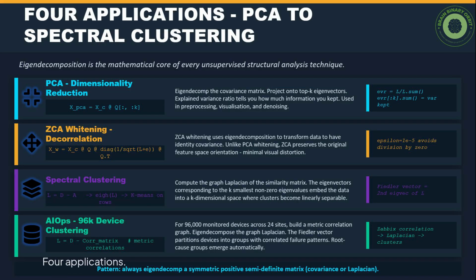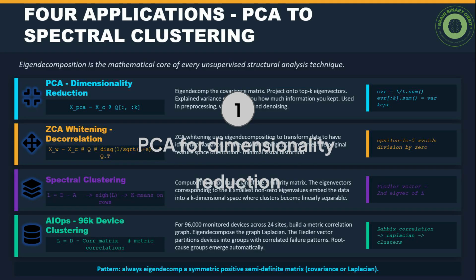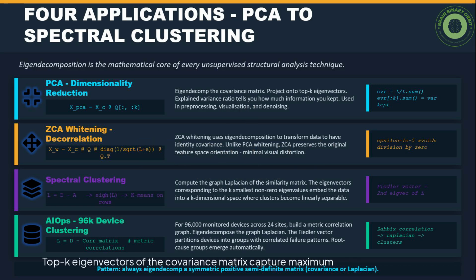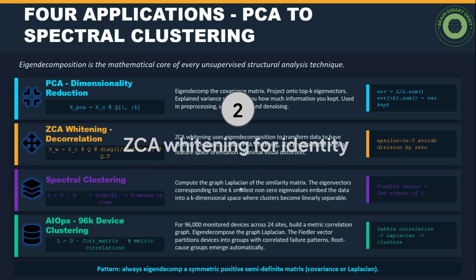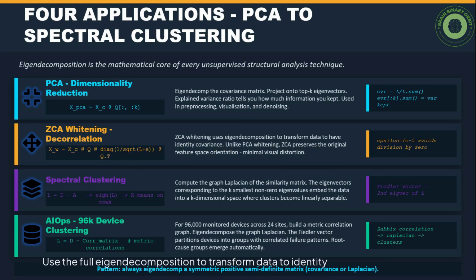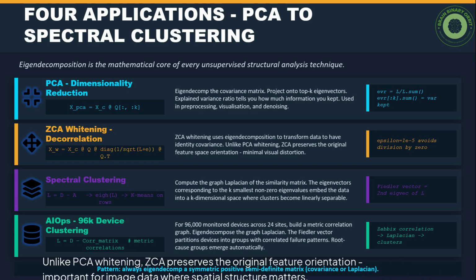4 applications. 1. PCA for dimensionality reduction. Top k eigenvectors of the covariance matrix capture maximum variance. Use sklearn.decomposition.PCA or implement manually in 6 steps. 2. ZCA whitening. Use the full eigendecomposition to transform data to identity covariance. Unlike PCA whitening, ZCA preserves the original feature orientation, important for image data where spatial structure matters.